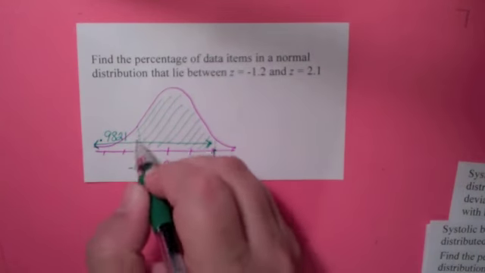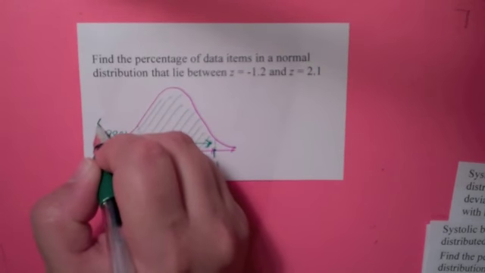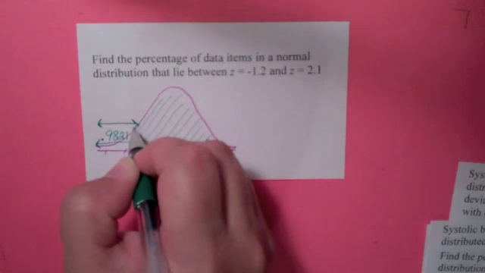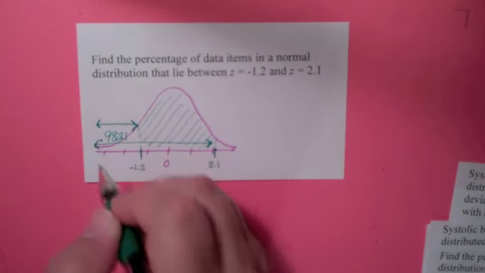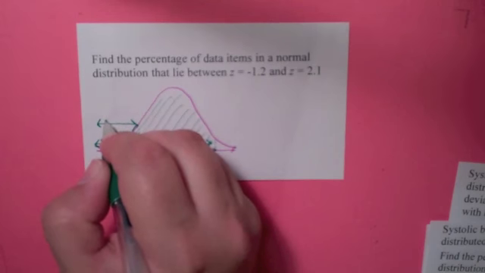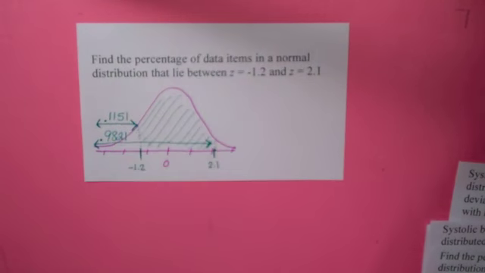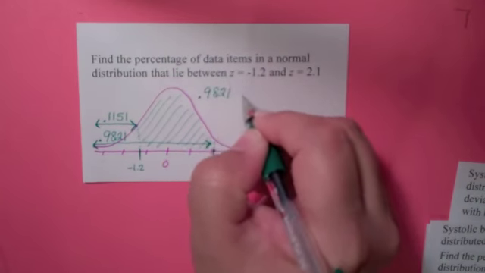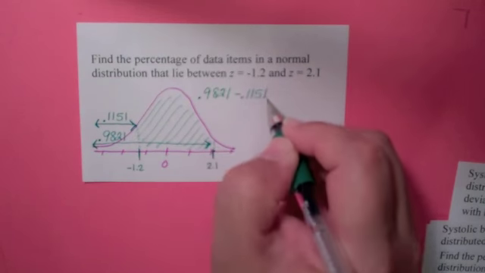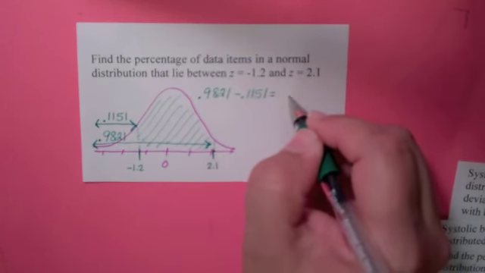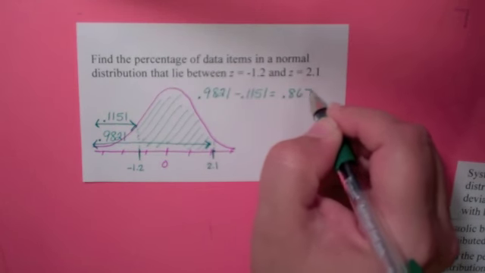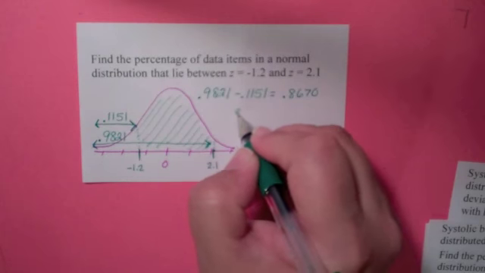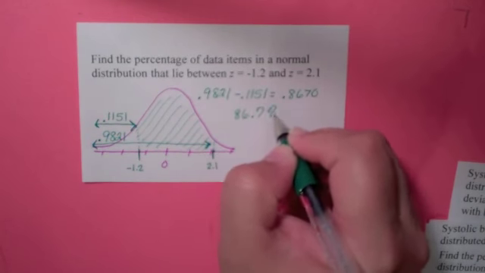And if I look up -1.2, it gives me the area to the left of -1.2, which is 0.1151. And again, hopefully you can see from the picture that we're going to have to subtract 0.9821 minus 0.1151, and we get 0.8670, which is 86.7%.